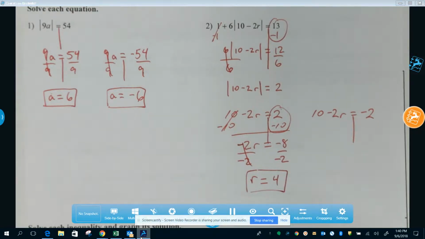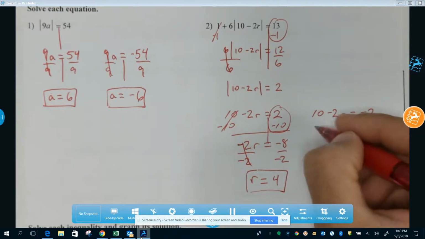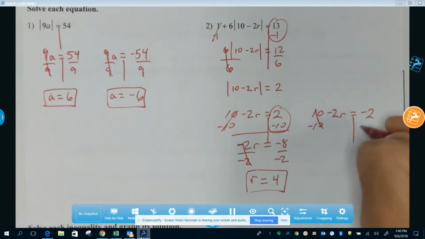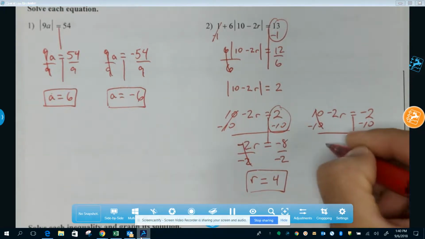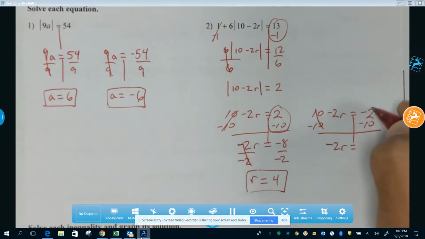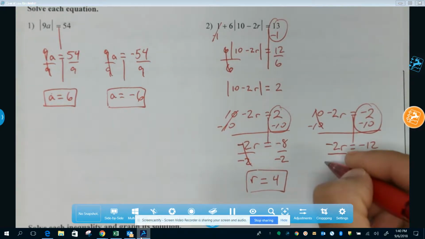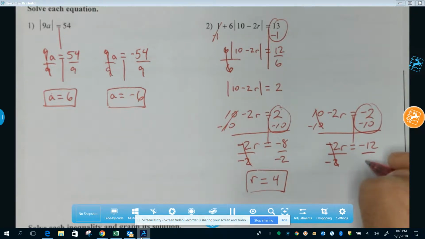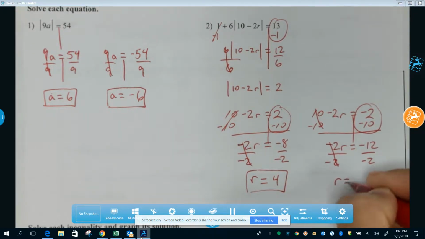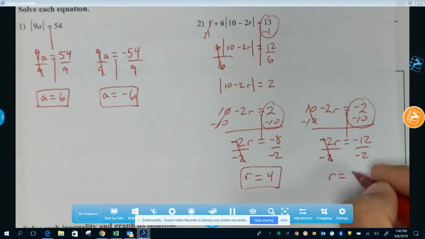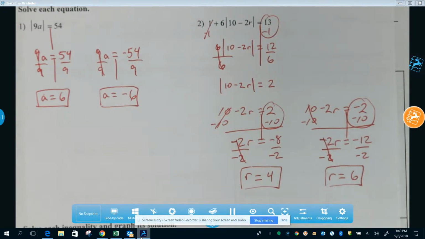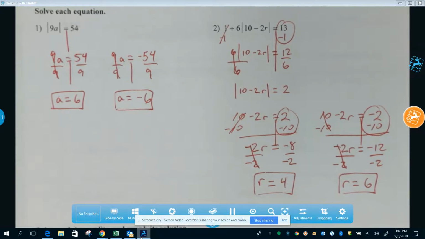So there's one answer. And we're going to come over here to the other side, and we're going to do the same steps. We're going to subtract 10 from both sides, so we can solve this one for r. Negative 2r equals negative 2 minus 10 more gives us negative 12. And then we're going to divide by negative 2 to get that r by itself. And I get r equals negative divided by negative, positive. 12 divided by 2 is positive 6. So there are the two solutions there.